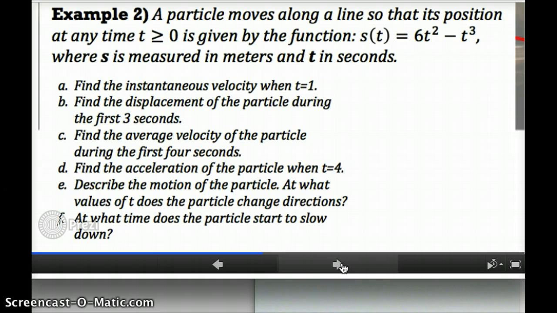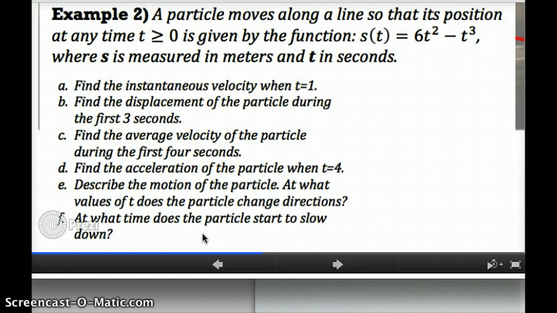So the position is given by the function, and then they give you this function. What are the inputs and outputs of this function? Exactly, so the output is the position, the input is time. This is the position function, the original function. And then it gives you units. And the question's going to ask you for all these different things.